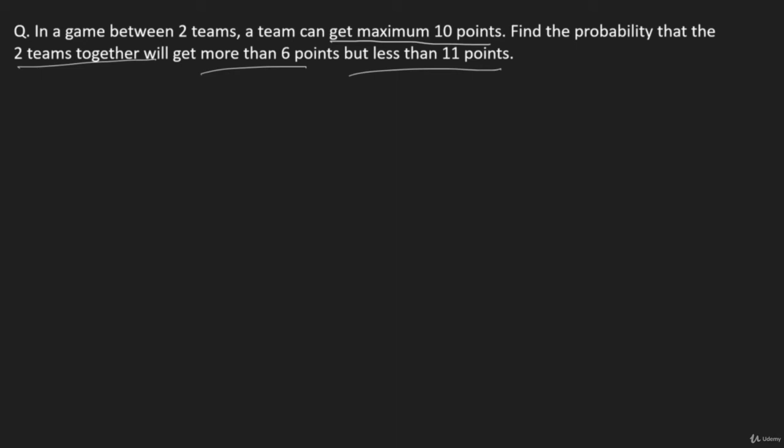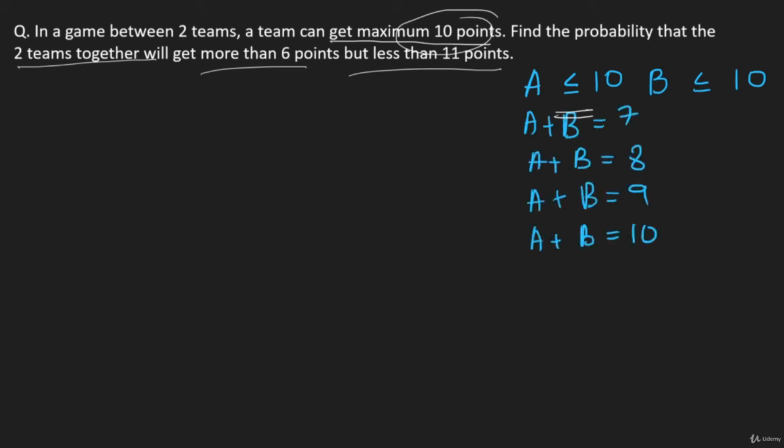Let's do it together. Over here it's mentioned that the maximum points that can be obtained is 10 points. Let the two teams be A and B. Therefore, A is less than or equal to 10 and B is less than or equal to 10. Over here, remember it's less than or equal to because they can get 10 points also. Now, what are the different possibilities such that they get more than 6 but less than 11 points? A plus B could be 7, 8, 9 or 10. So these are the 4 possibilities which we need to explore.